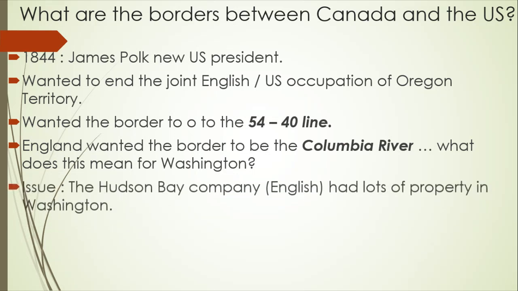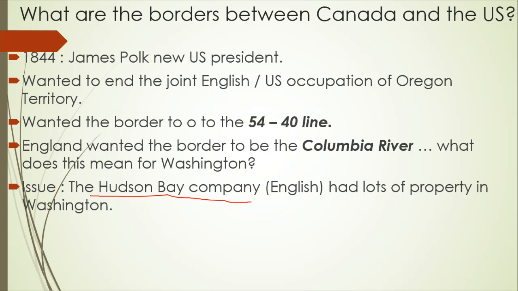Okay, now here's the issue though. There's this English company called the Hudson Bay Company. It's very famous and it's very profitable. They make a lot of money in this area. They deal in fur trading, in timber, a whole bunch of stuff. All right, they're like the Amazon of the time. And they have lots of property in what is present day Washington, right?